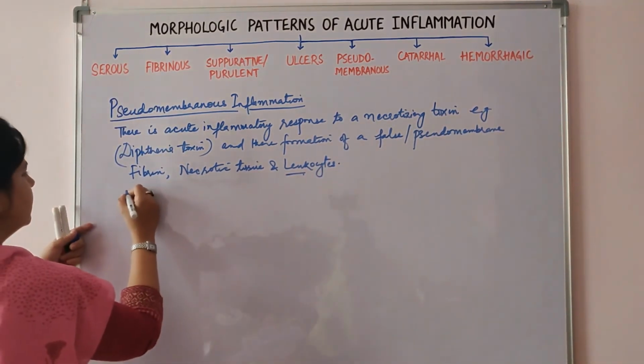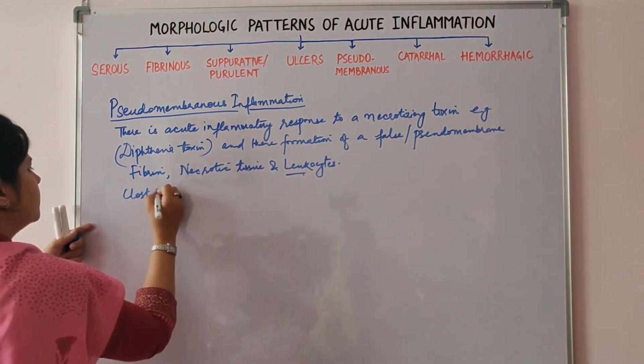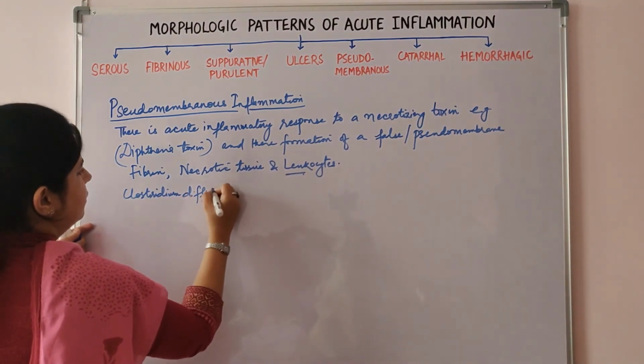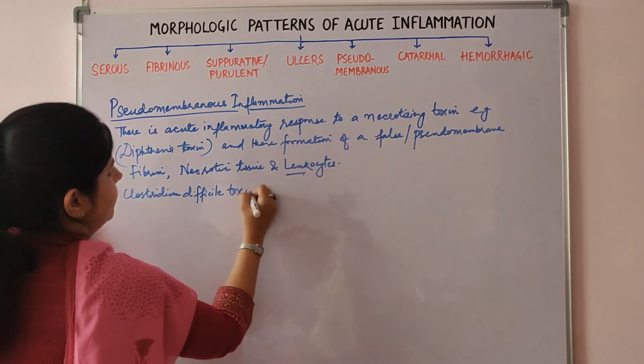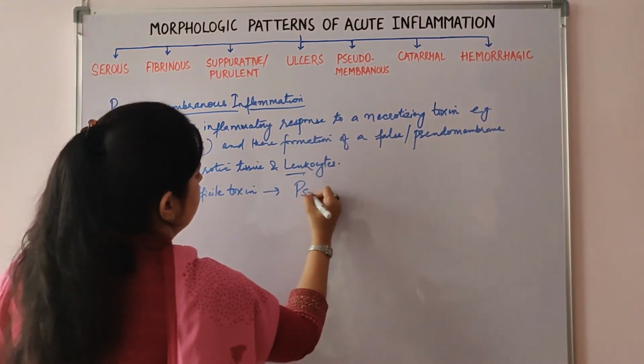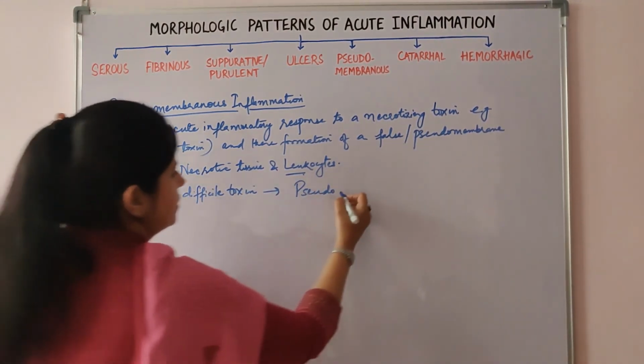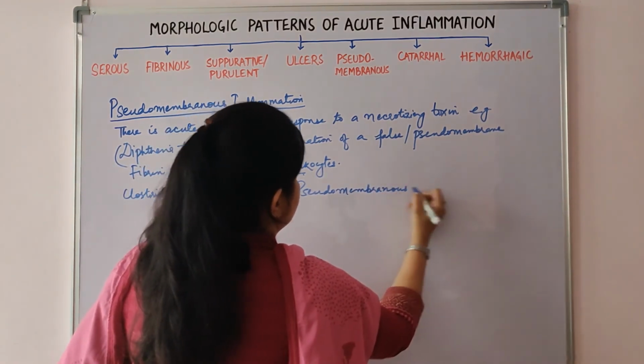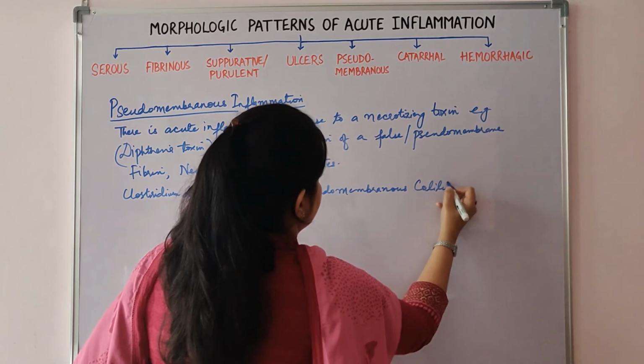Another example is Clostridium difficile toxin, which produces pseudomembranous colitis.